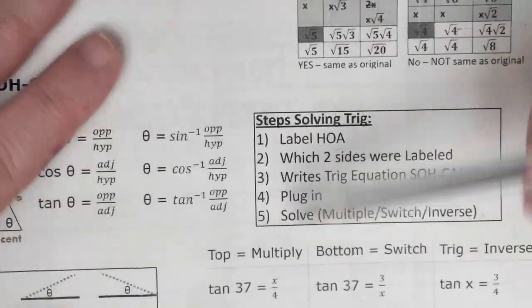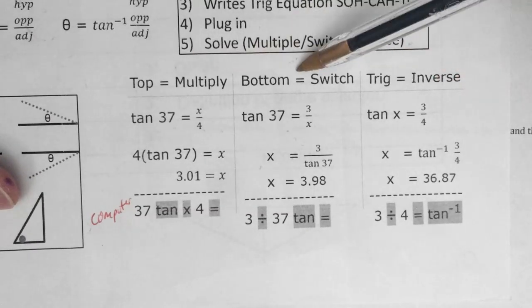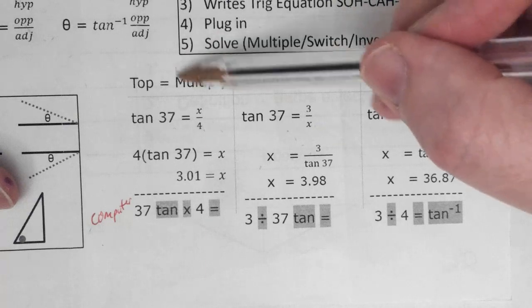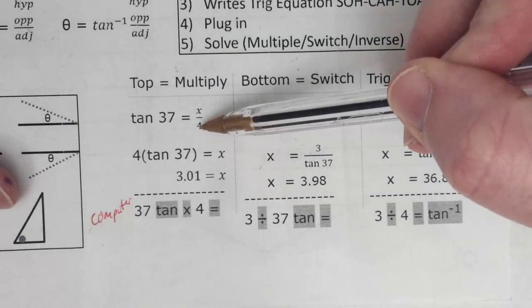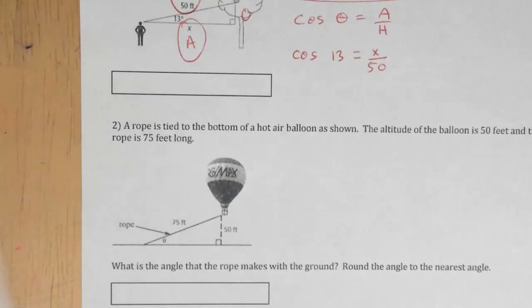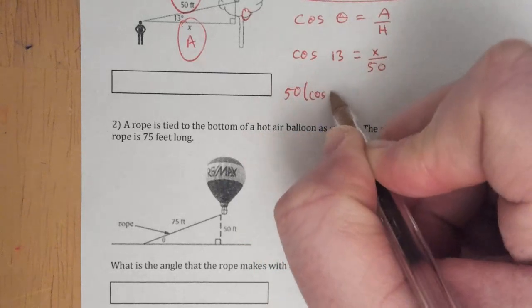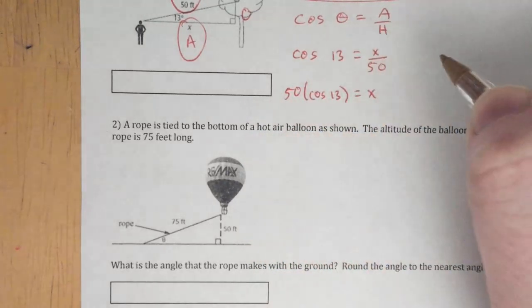Is x on the top, the bottom, or with the trig? So it's on the top. Like the last one, we're going to take the 50 and multiply it on this side. So it looks like this: 50 times whatever cos of 13 is equals x.